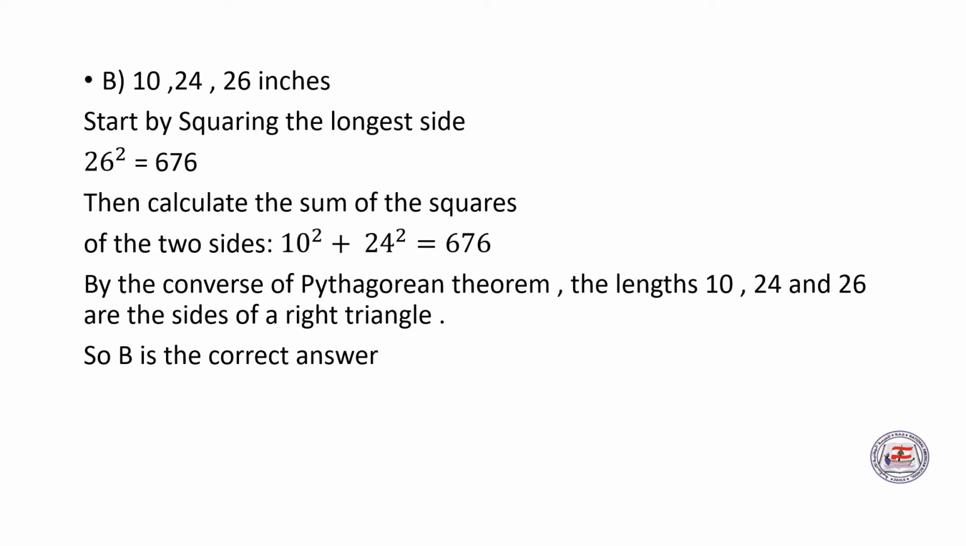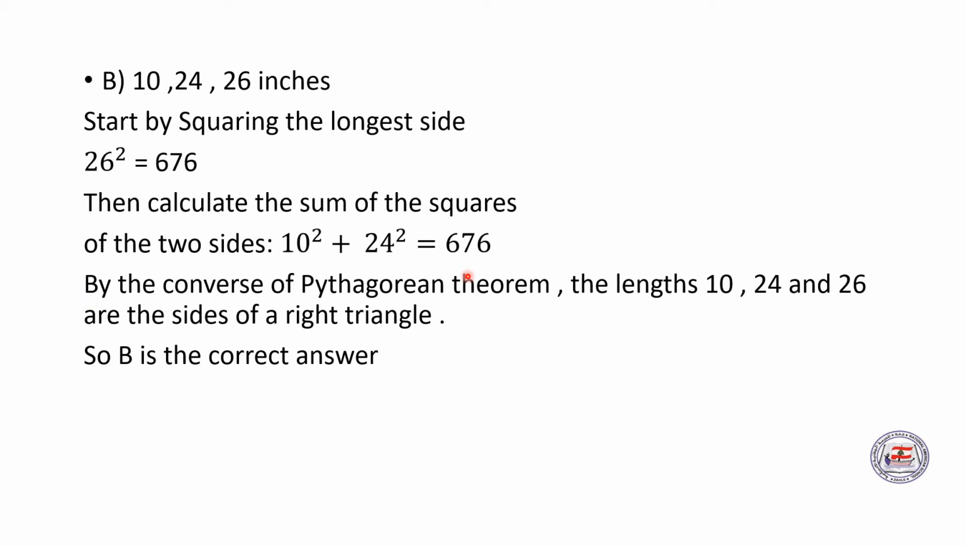In part B, the sides are 10, 24, and 26 inches. As we said, we need to start by squaring the longest side. So 26 to the power of 2 is equal to 676. Then we need to calculate the sum of the squares of the two remaining sides. So 10 squared plus 24 squared is equal to 676.